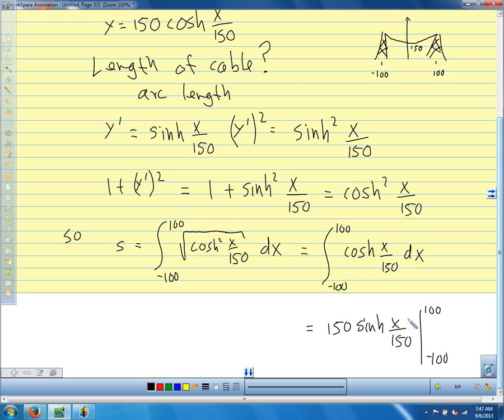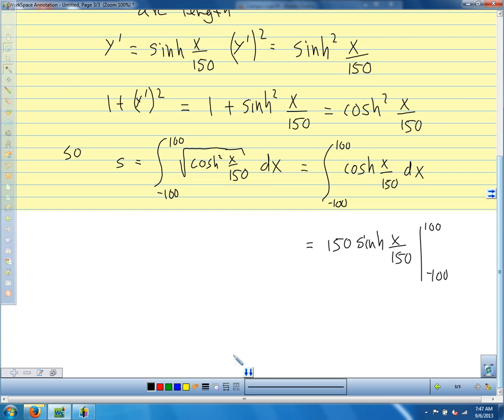Now, how do we evaluate this? How do we come up with a number? Fundamental theorem of calculus. But if I plug in, how am I going to find sinh of 100 over 150? We can use the definition. We can go back to the exponential definition, or if we're lucky, our calculator does hyperbolic functions. So now I can go back to the exponential definition of sinh of x and plug those numbers in.